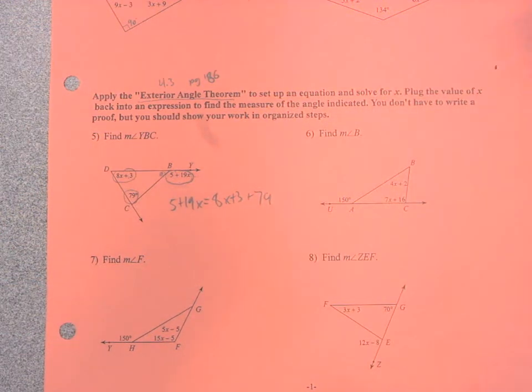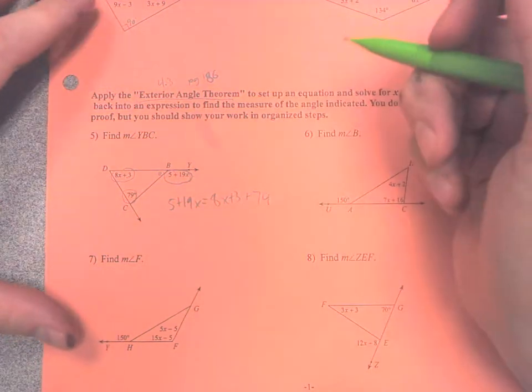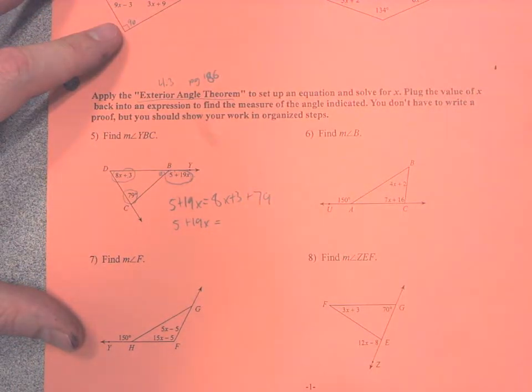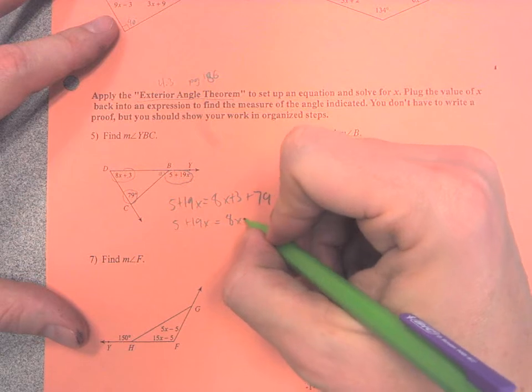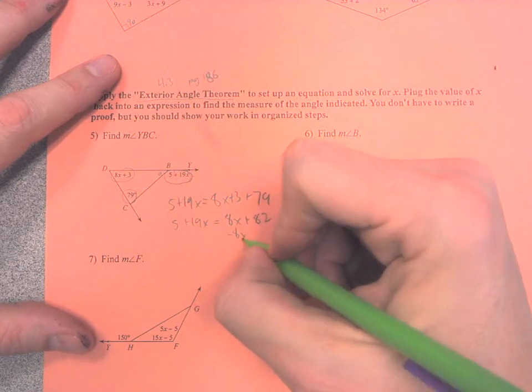So that's my setup, right? I'm going to set up an equation using that exterior angle theorem. Okay? Apply the exterior angle theorem to set up an equation. Okay, now we got to solve for x. So we got some stuff on the right that we can simplify. I'm going to make this 8x plus 82 now. Okay. We need to group the x's, so I'm going to subtract 8x from both sides here.